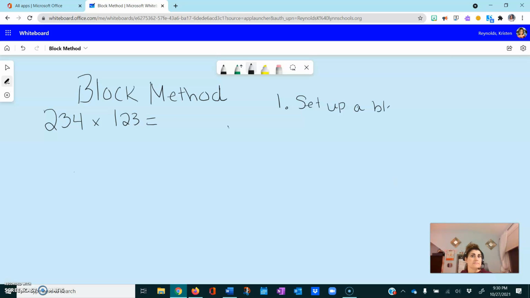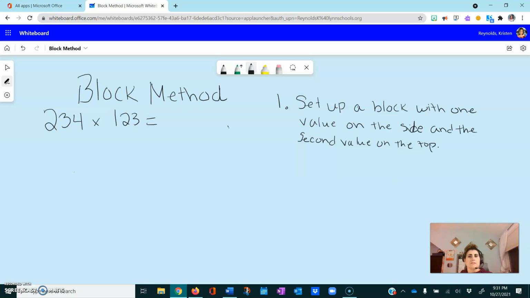a block, right? With one value on the side, and the second value on the top.